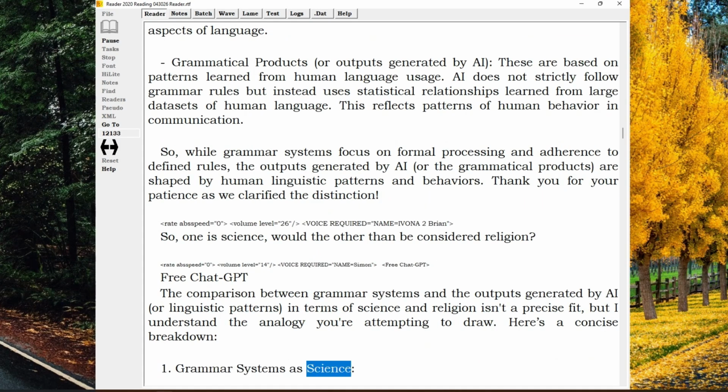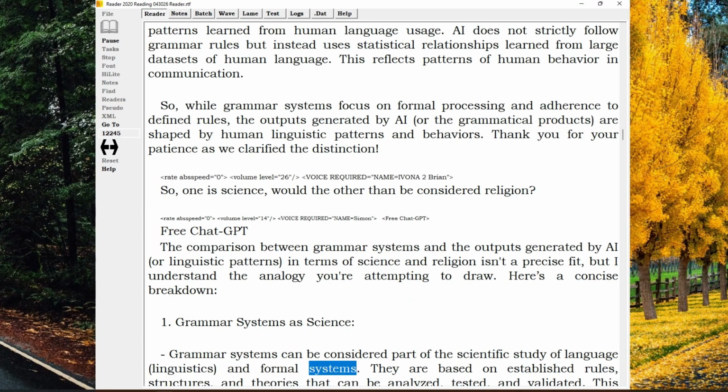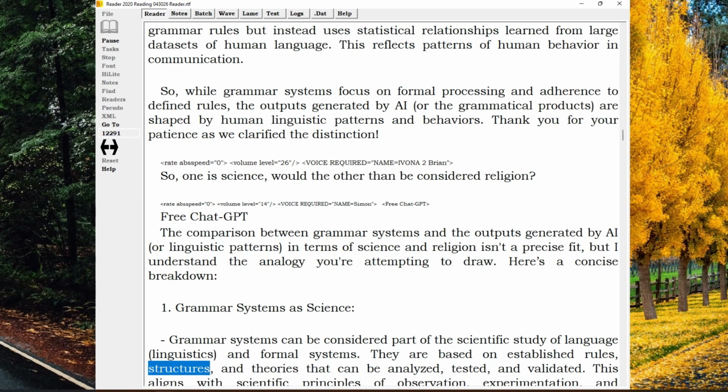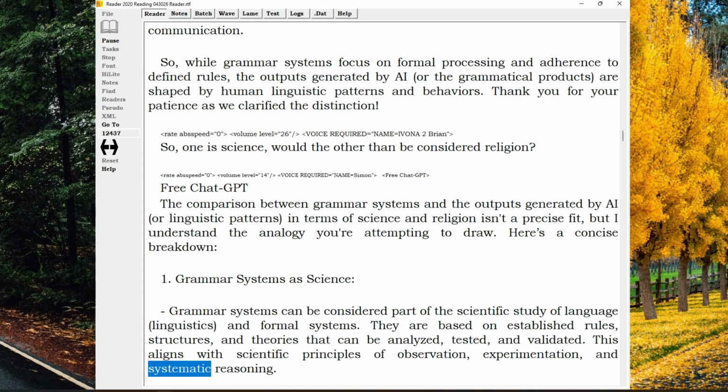1. Grammar systems as science. Grammar systems can be considered part of the scientific study of language, linguistics, and formal systems. They are based on established rules, structures, and theories that can be analyzed, tested, and validated. This aligns with scientific principles of observation, experimentation, and systematic reasoning.